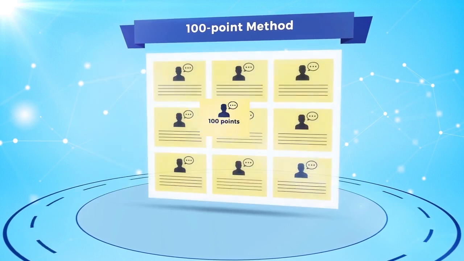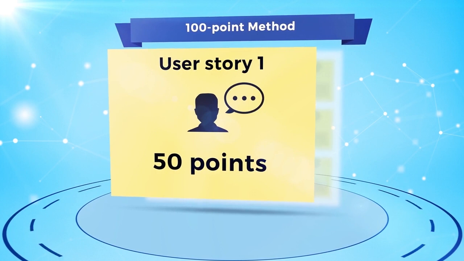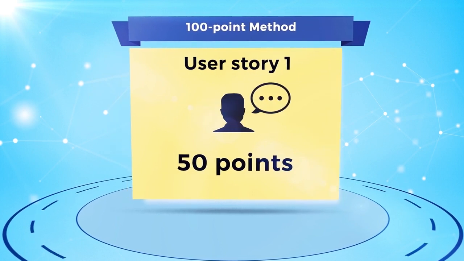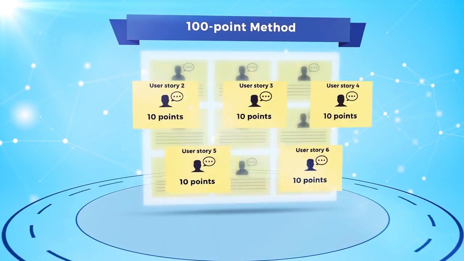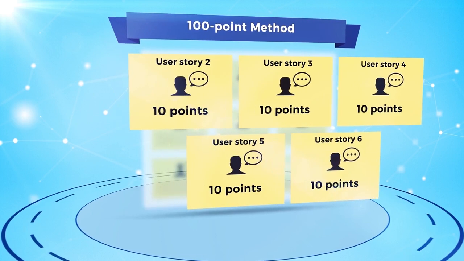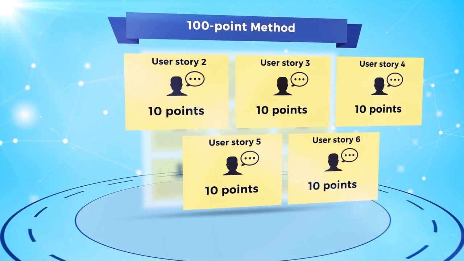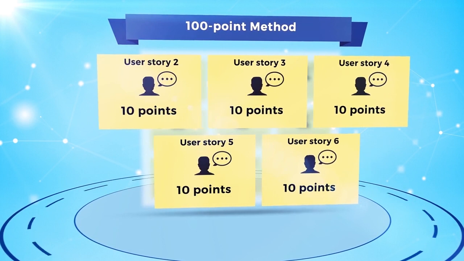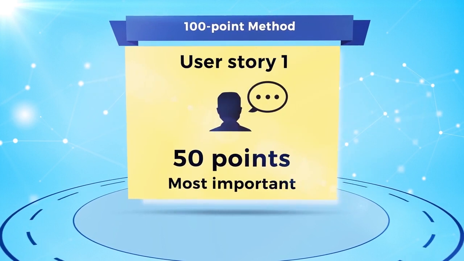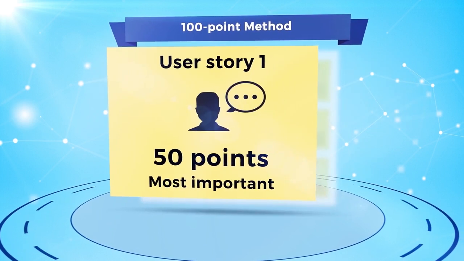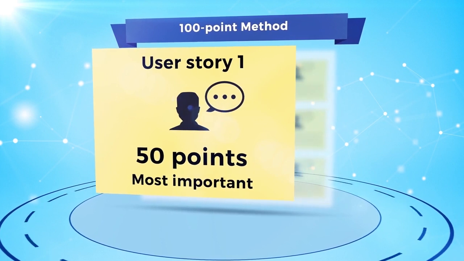So they may give one of the user stories, for example, 50 points, and then distribute the rest of their 50 points amongst 5 other user stories or 2 other user stories. This gives us a strong indication that the user story that was given 50 points is really the highest critical or most important user story for that stakeholder.